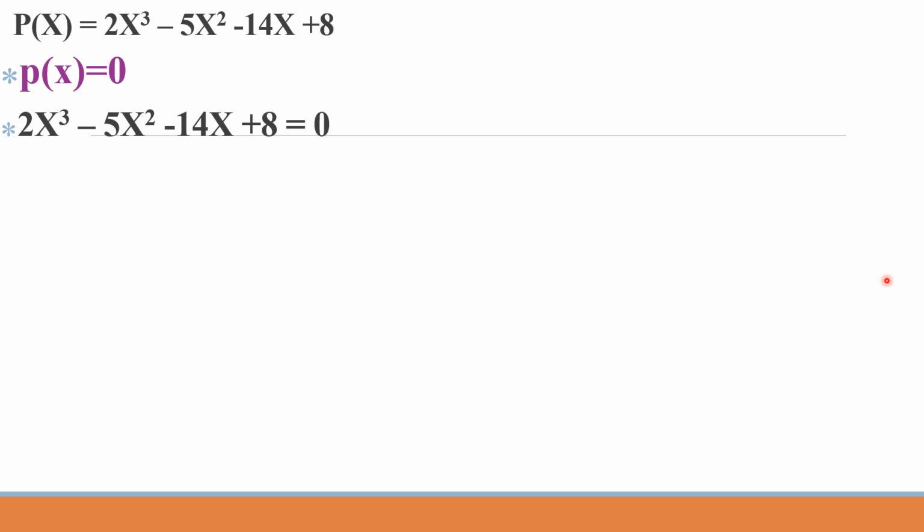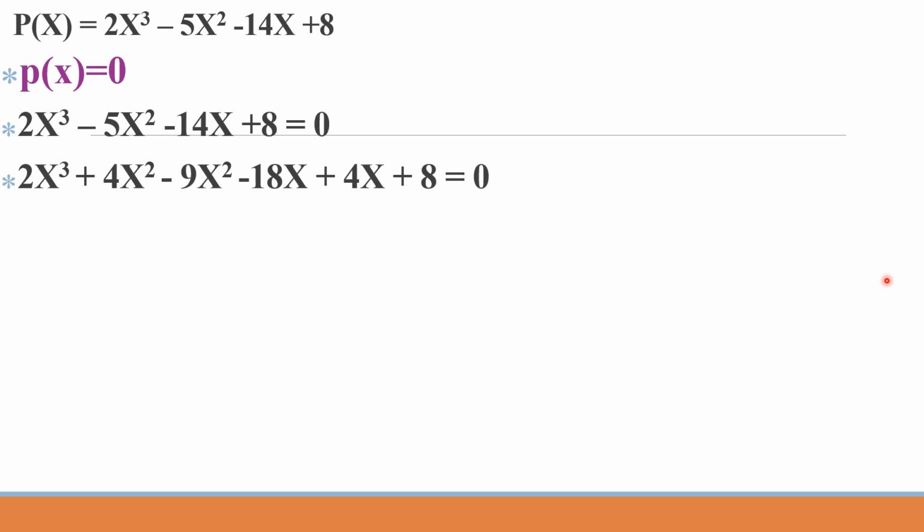How do we have to proceed? In a quadratic polynomial, we multiply the first and last numbers, and when we add the two factors we should get the middle number. Now, it is a cubic polynomial. So we are factorizing this minus 5 as 4 and minus 4, and minus 14 as minus 18 plus 4.